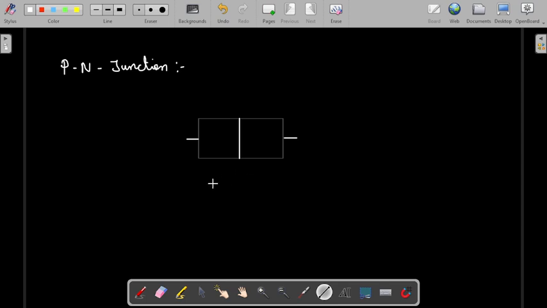So in this class, let's continue our understanding. Last two classes we have studied the N type and P type separately. So in this class, let's begin the understanding of what happens when both the different types of extrinsic semiconductor join together. Let's take an example: this is a P type and this is an N type.